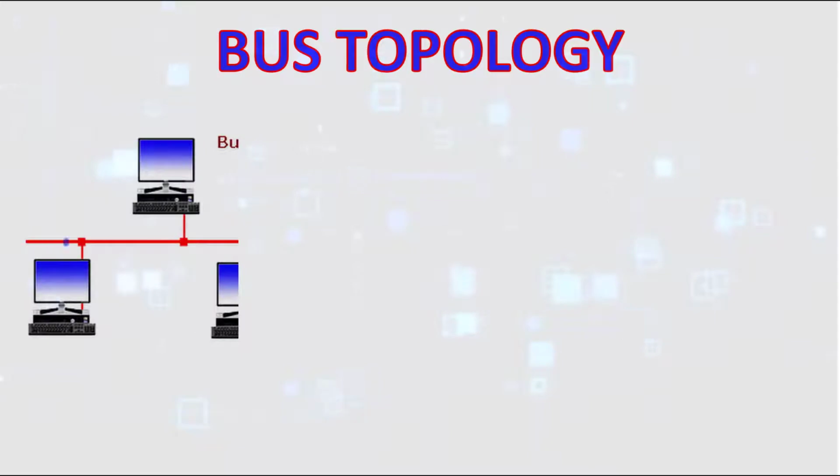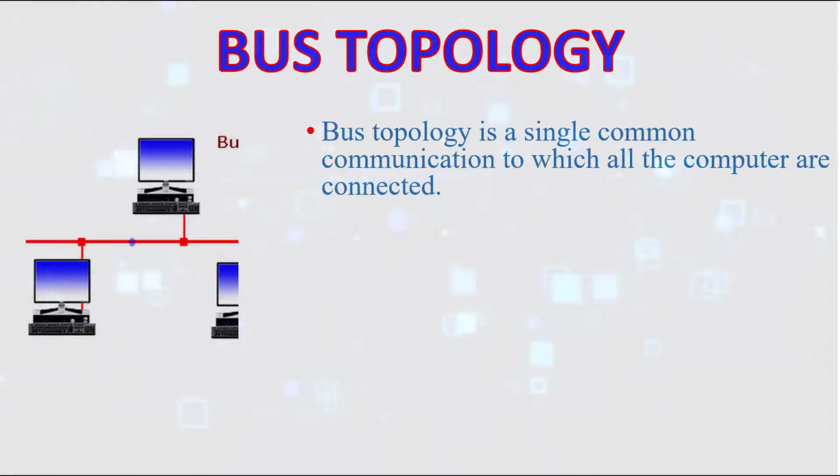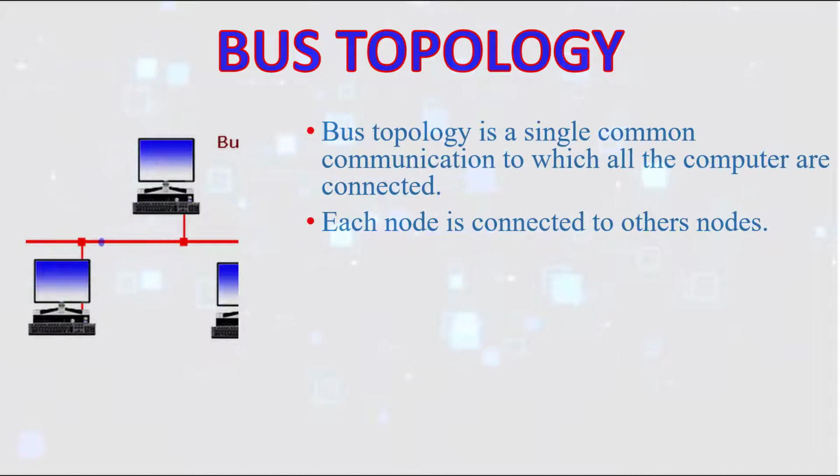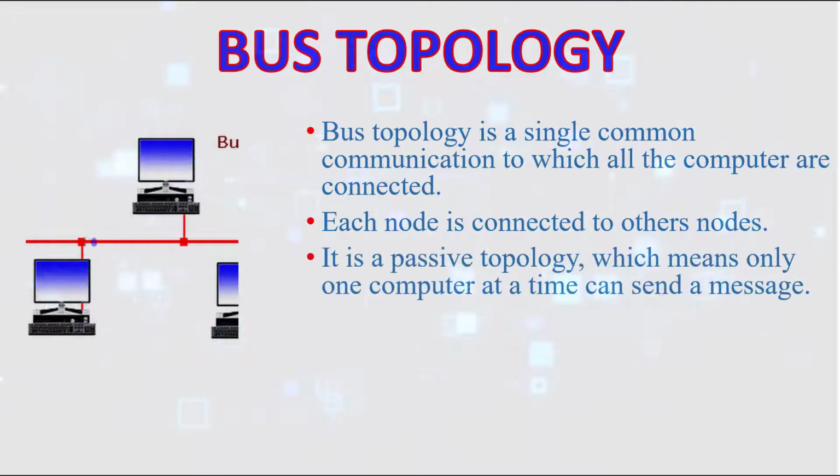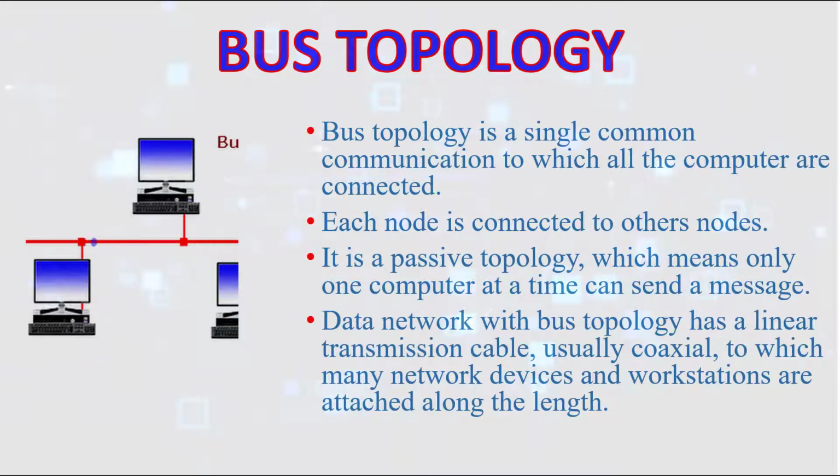Bus topology is a network type in which every computer and network device is connected to a single cable. It transmits the data from one end to another in a single direction. No bidirectional feature is in bus topology. Bus topology has a linear transmission cable, usually coaxial, to which many network devices are attached.